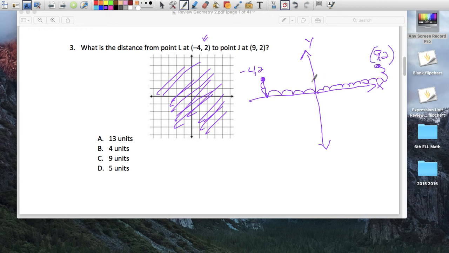To find the distance between these two points, you can obviously count, go like this: 1, 2, 3, 4, 5, 6, 7, 8, 9, 10, 11, 12, 13, and know that the distance is 13 by counting 1.